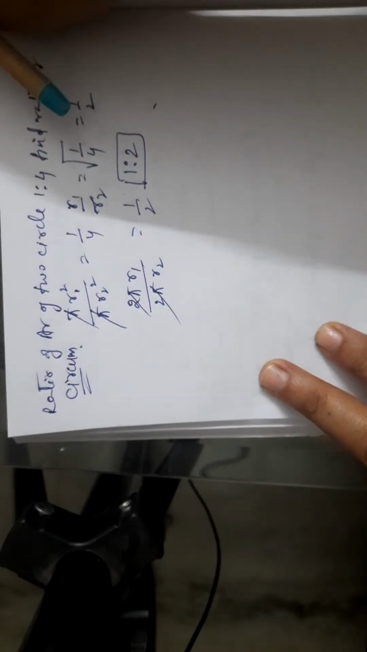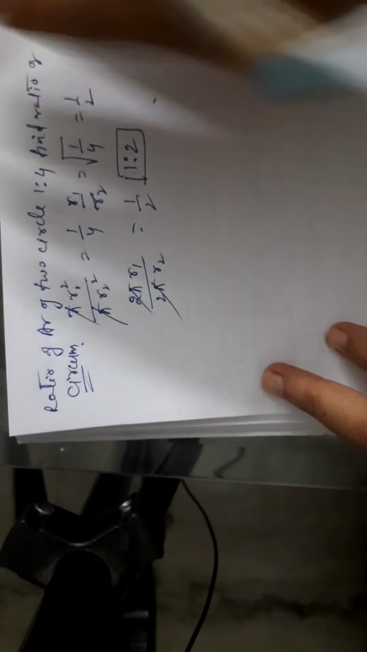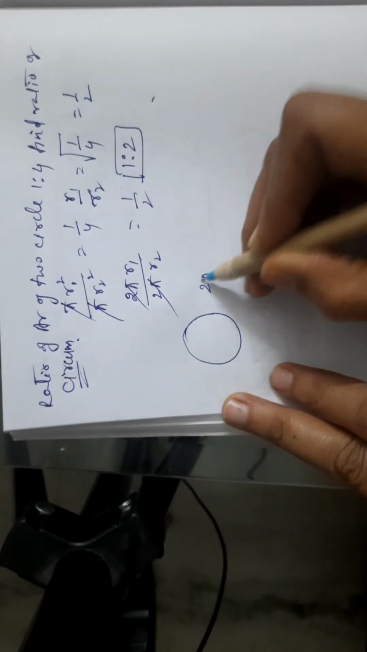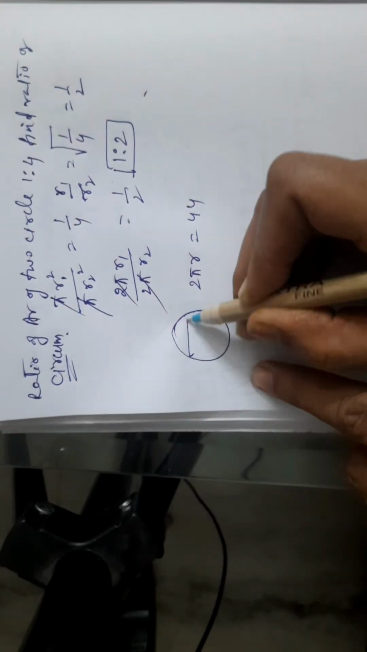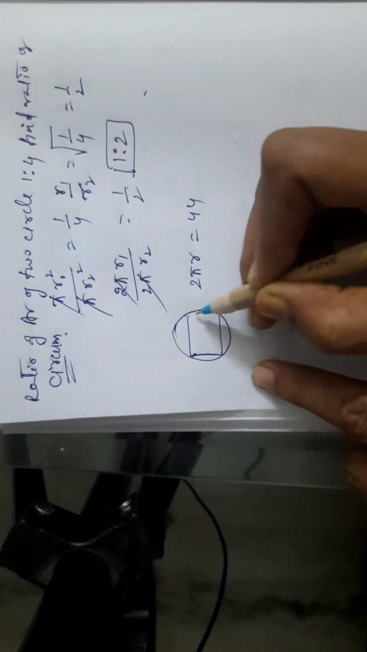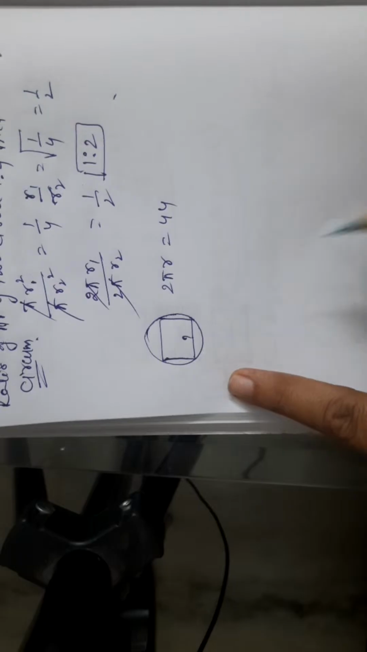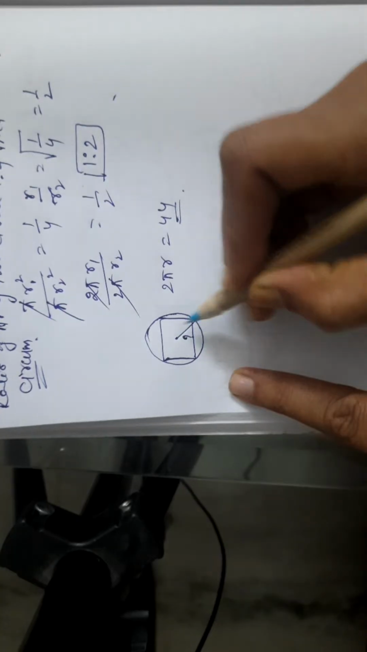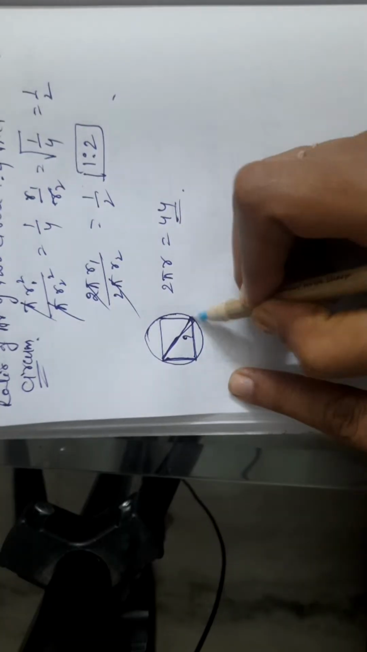Next, the circumference of a circle is 44. Then find the length of the side of the square inscribed in the circle. Here the circumference of the circle is given as 44, that is, 2 pi r is 44. What is the side of the square inscribed in the circle? The radius is not given. If we calculate the radius, it will give the diameter. After getting the diagonal, we can find the side.